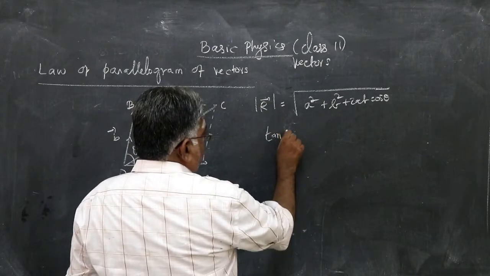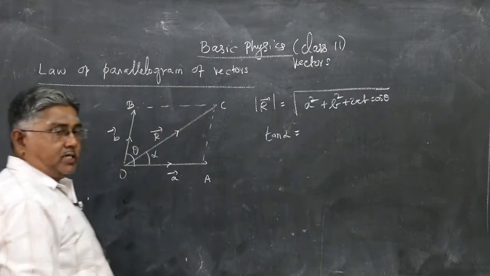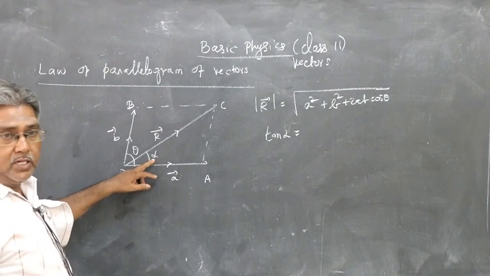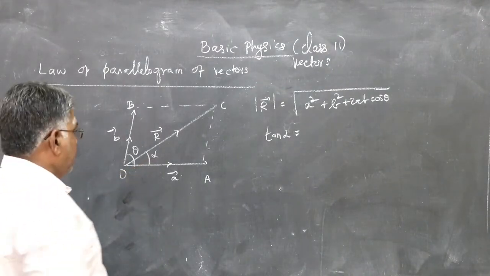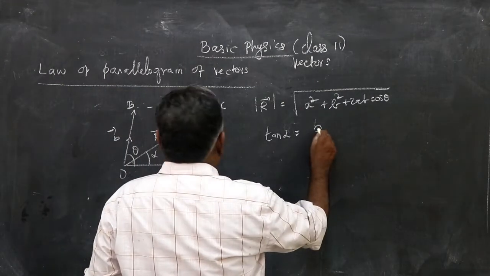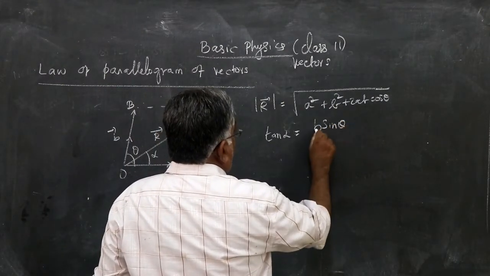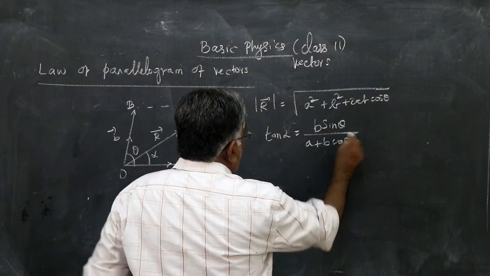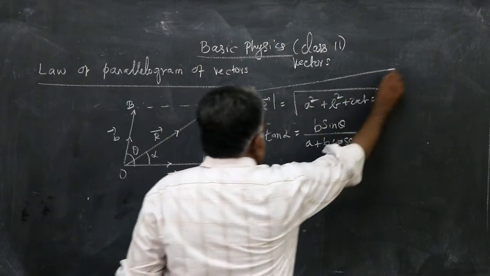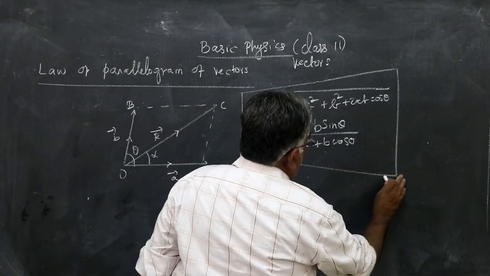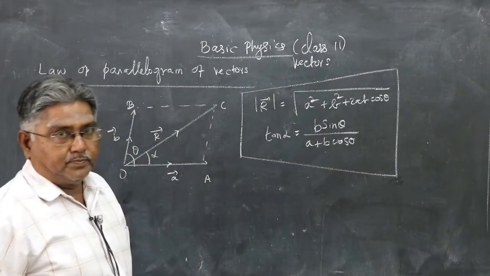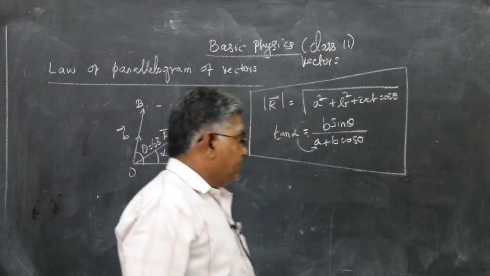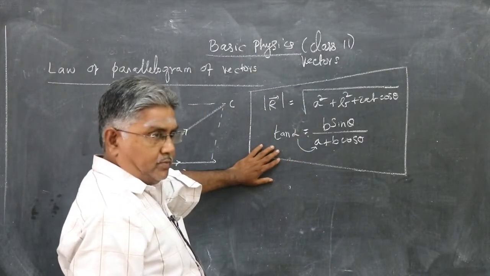If you want to give the direction of the resultant, say you take this angle as alpha. Alpha is the angle made by the resultant with the vector A. Then tan alpha would be B sin theta by A plus B cos theta. You can just take them as some formulae and you can solve quite a lot of sums. Now we take a direct example so that we will learn how to apply this.